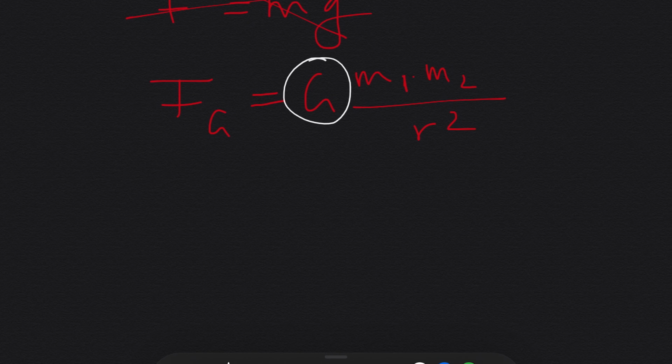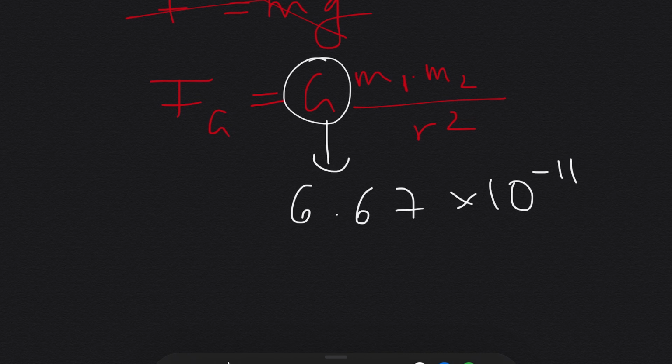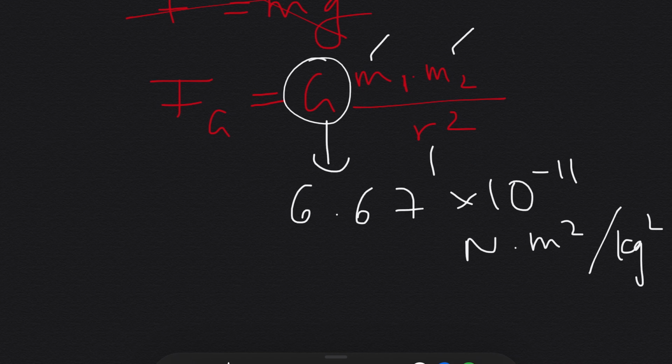Now this constant that I drew is called the universal gravitational constant, and it has a value of 6.67 times 10 to the power negative 11, and its units are Newton meter squared per kilogram squared. You can easily verify that by just moving things to the other side, right? Newton meter squared, divided by two masses, so kilogram squared, right? This is a very important constant, by the way, the universal gravitational constant. So if you want to calculate the gravitational force between any two objects, find out what their masses are, find out what the distance between them is, and just plug it into the equation.